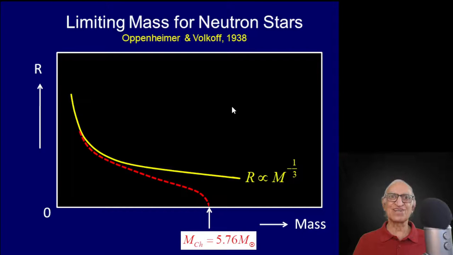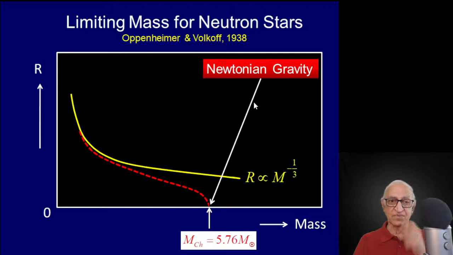So let's repeat. In Newtonian gravity, if you insisted on calculating the limiting mass of a neutron star, the limiting mass will be obtained when the neutrons become ultra-relativistic. The limiting mass will be 5.76 solar mass, and the radius of the neutron star will be zero. But we are not dealing with Newtonian gravity. It would be wrong to use Newtonian gravity for a neutron star.